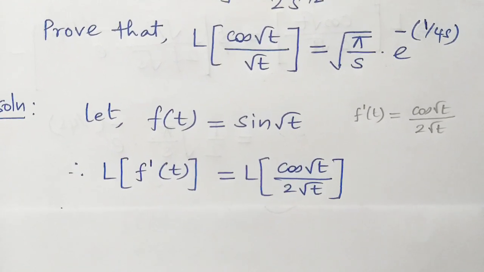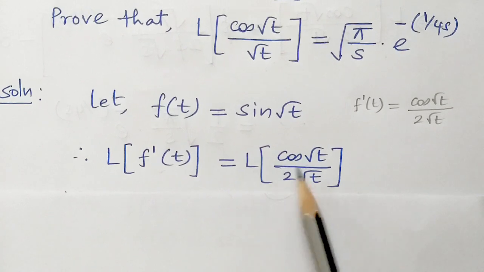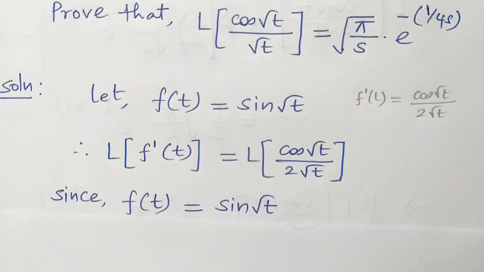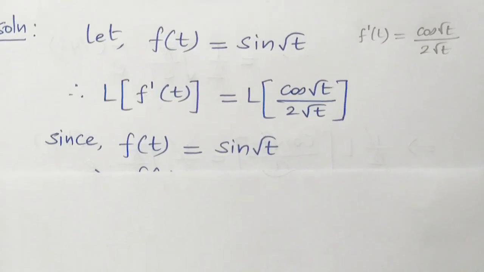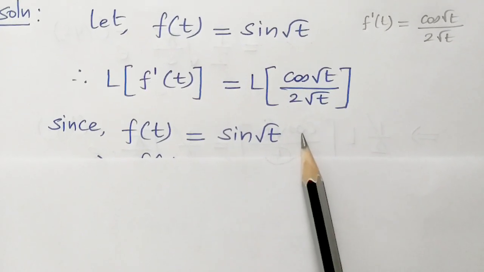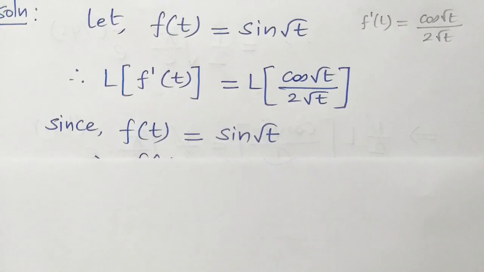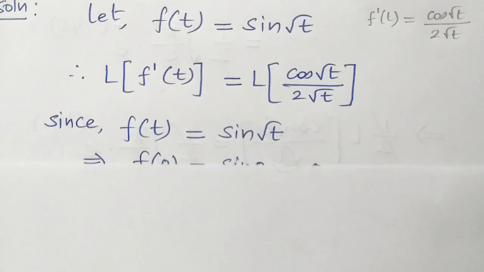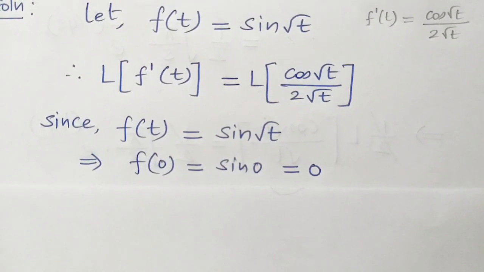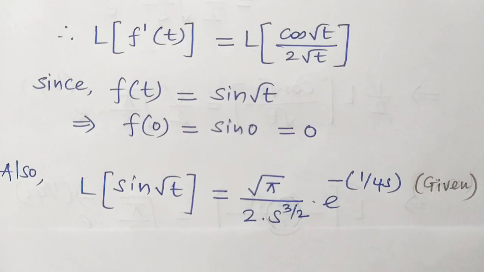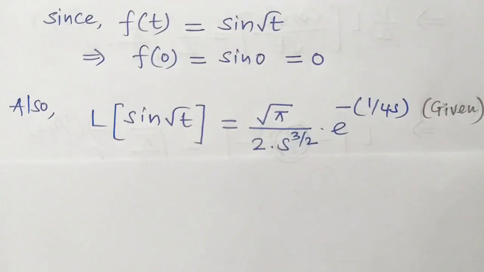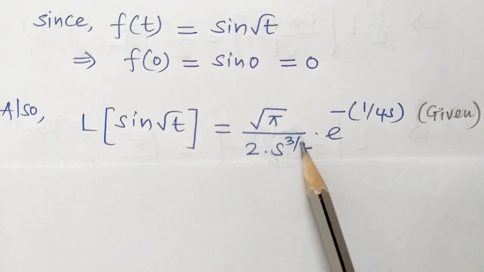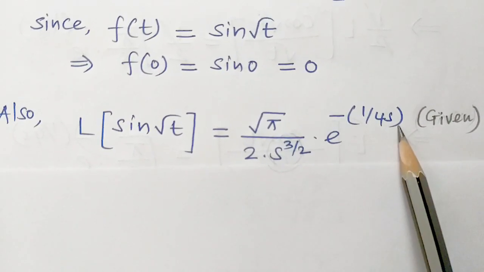So here L of f dash of t is equal to L of cos of root t divided by 2 root t. Then, since f of t is sine of root t, what could be the value of f of 0? By putting t equal to 0, we obtain sine of 0, and that is 0. So here f of 0 is 0. Next, from the given information, we have Laplace of sine of root t as root pi divided by 2s raised to 3 by 2, e to the power of minus 1 by 4s.